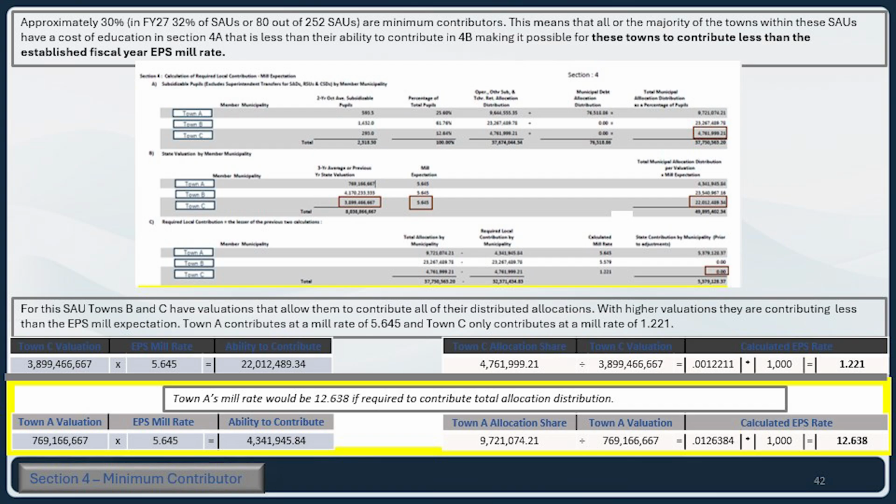And that is because you never go above it; you are contributing either that valuation amount or the cost distribution, whichever is less. So if you're able to pay more than what you are required in Section 4, we do not ask you to pay more. You only have to pay the lesser of those two. So Town C, again, can cover all of their costs. They are contributing at a 1.221. But if we looked at Town A and did the same calculation, if they were responsible and had to cover their total cost share up in 4A, their mill rate would be over 12.6. So Town A would be contributing at a 12.6 mill rate versus Town C, which is contributing at a 1.221.